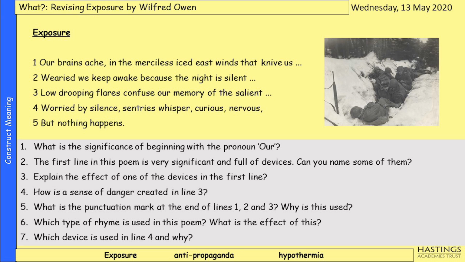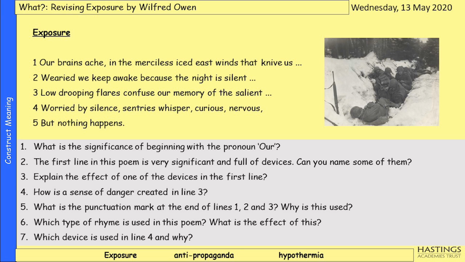Number 6 could be a little bit challenging. The type of rhyme used in this poem is known as a half rhyme. So if you think about it, the words "nervous" and "naivous", "silent" and "salient" don't rhyme properly. We call these half rhymes. The effect of this is it has an unsettling effect on the reader. So this also reflects the trauma that they're going through in war.